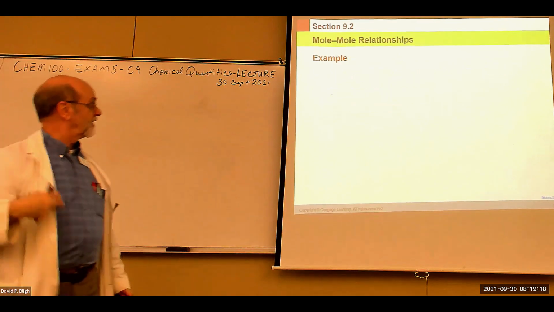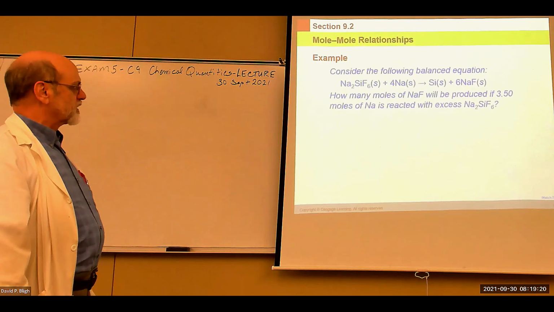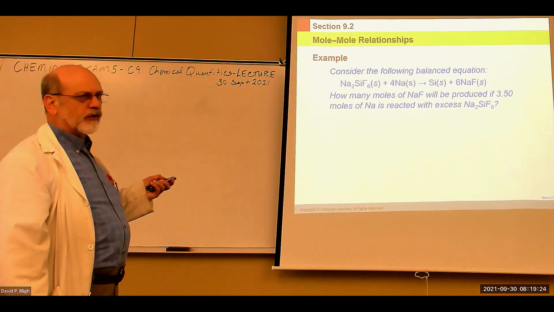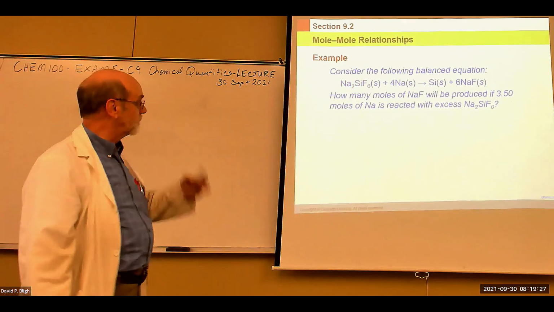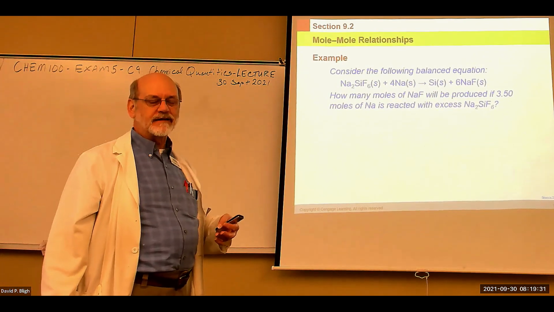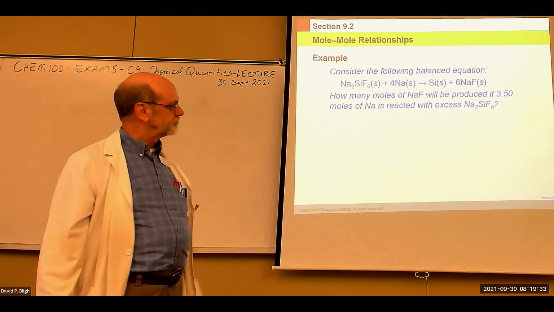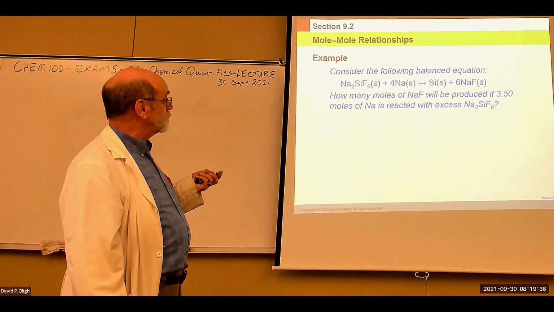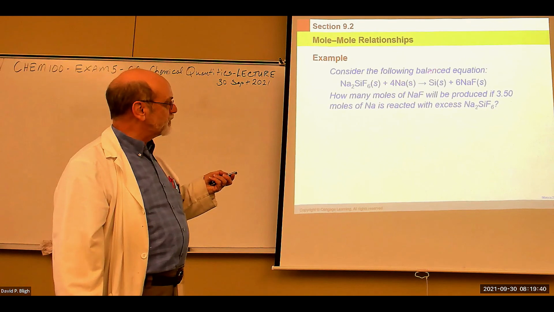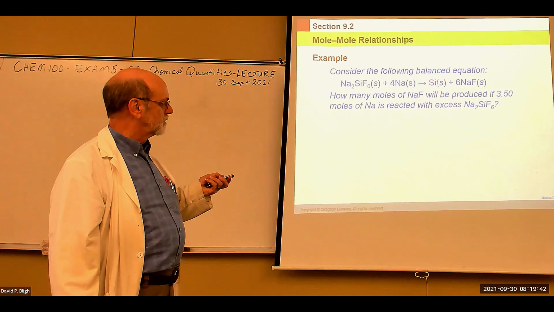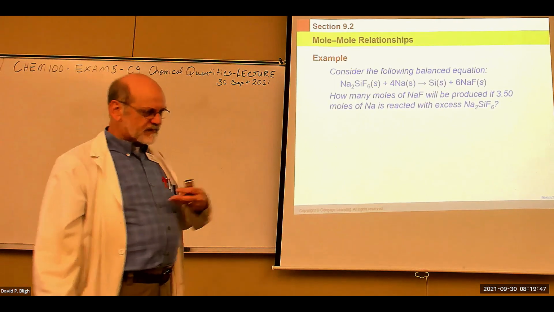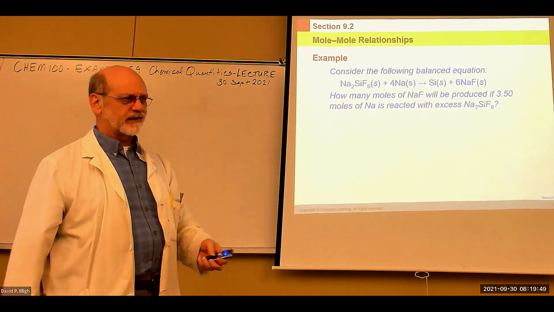All right. So here's another example. This is sodium silicon fluoride. Okay. A fluoride containing mineral. And what we're going to do with it is combine it with more sodium metal and produce pure silicon plus sodium fluoride. So think about, why would we want to produce pure silicon?